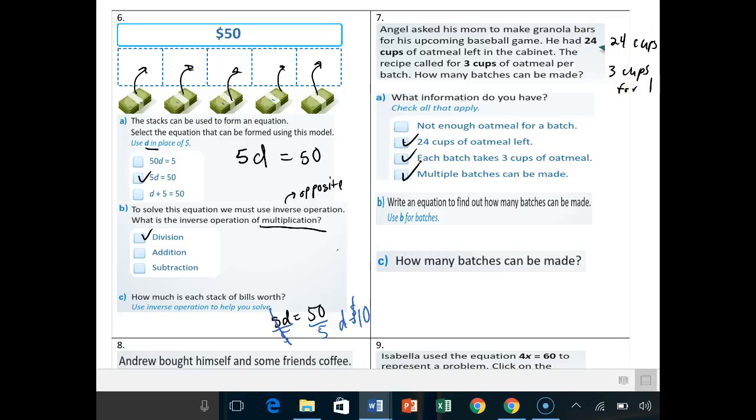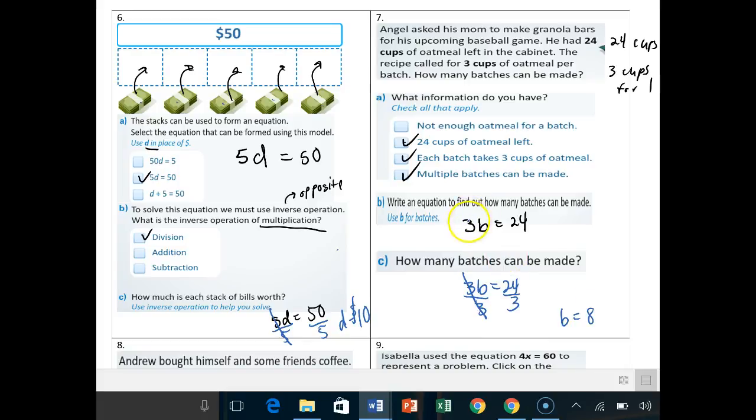So if I want to set up an equation, it'd be 3 times the number of batches I think I can make is equal to 24, the number of total. And I go ahead to solve this. 3b is equal to 24. I just divide by 3. Divide by 3. That cancels out, and b is equal to 8.